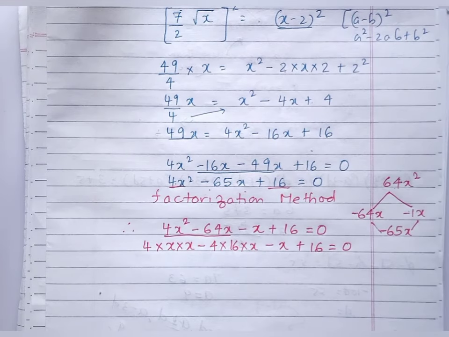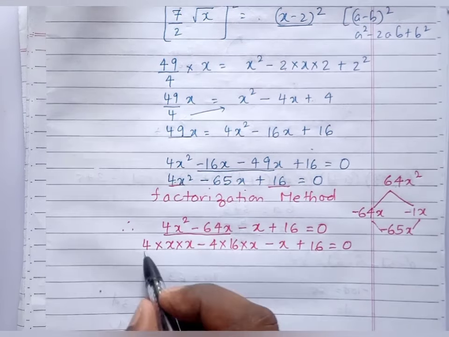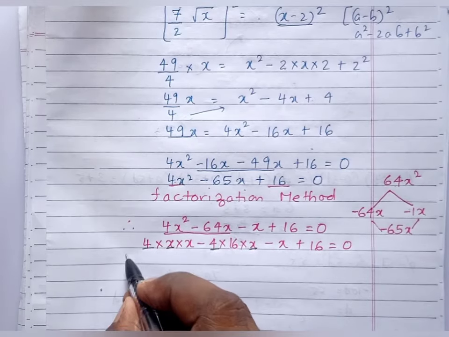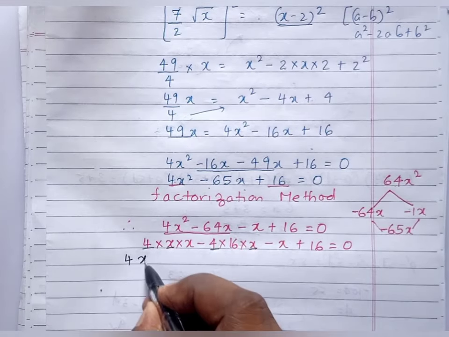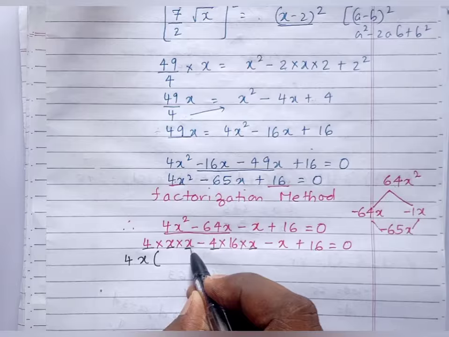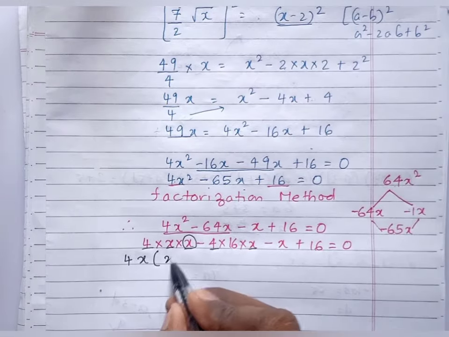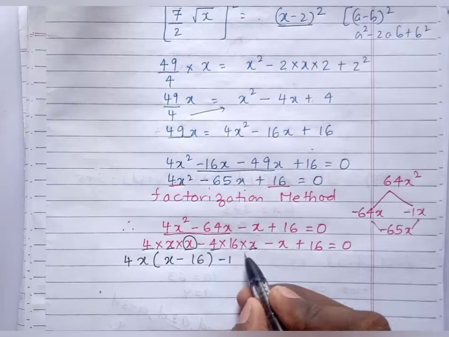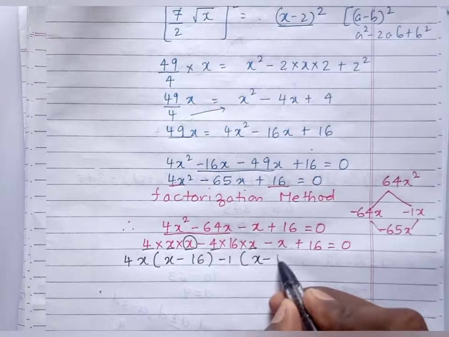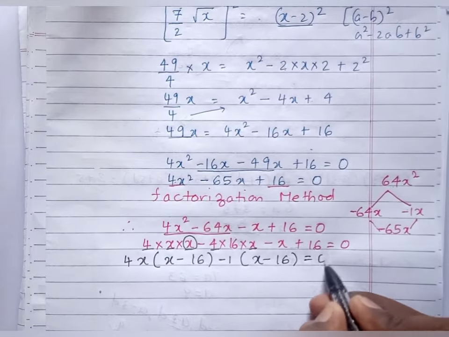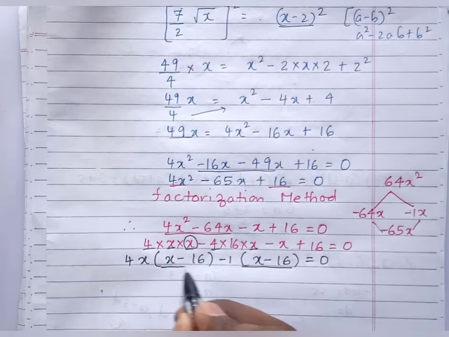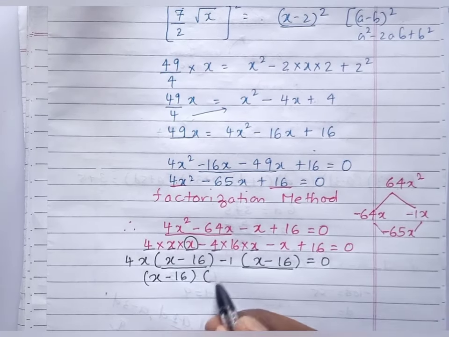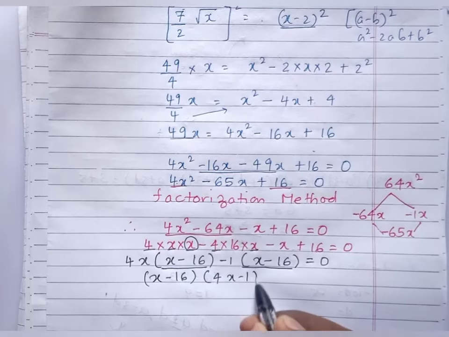Now what are the common factors? The common factors are 4 and x. Taking that out, what you get? 4x out. The remaining terms are x and 16. That is x minus 16. Minus 1 is a common factor. So what you get? X minus 16 equals 0. Now x minus 16 is common. Taking that out, the remaining terms are 4x minus 1.